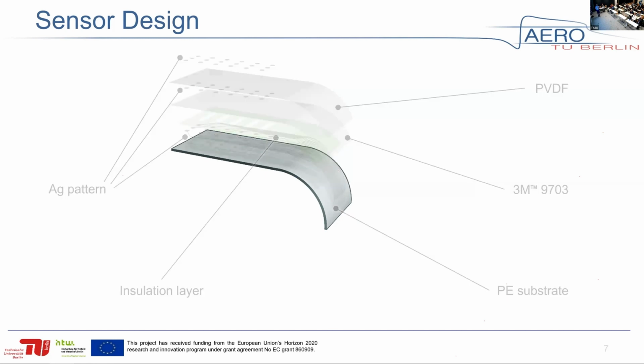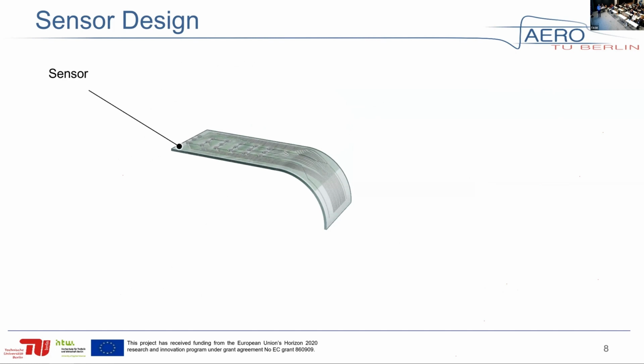And if we squeeze all of these together, this is the final sensor. The one that I'm showing you in these slides is made up with a 6x3 active elements matrix. So it's 18 sensors in total, and the diameter of each sensor is 3 millimeters.